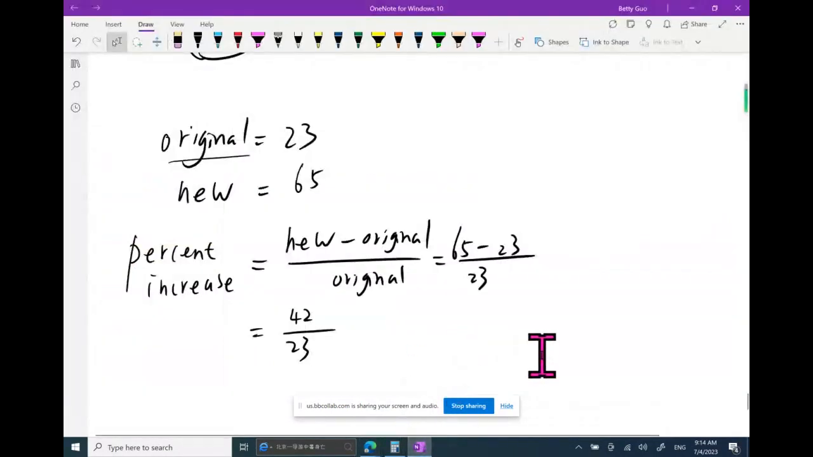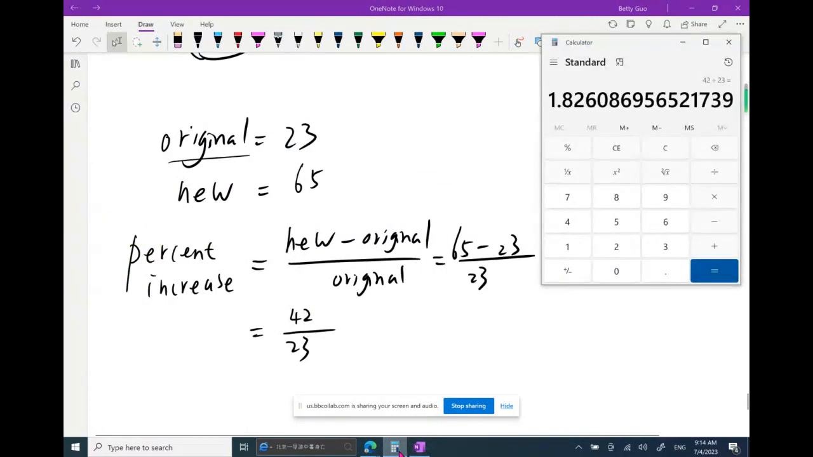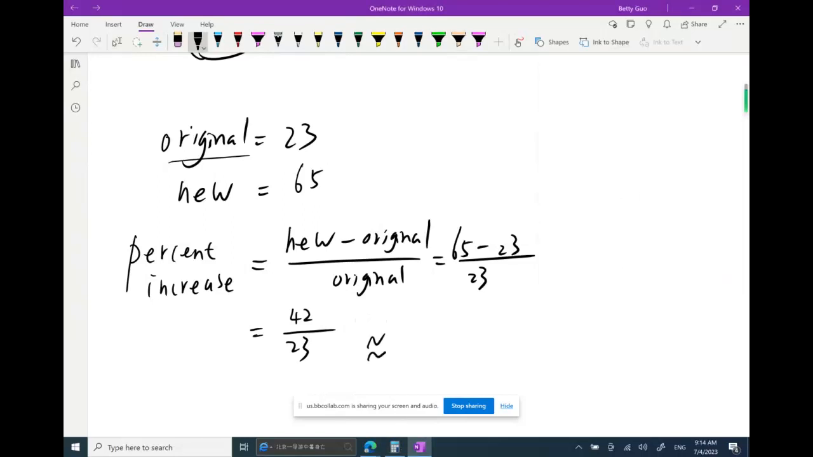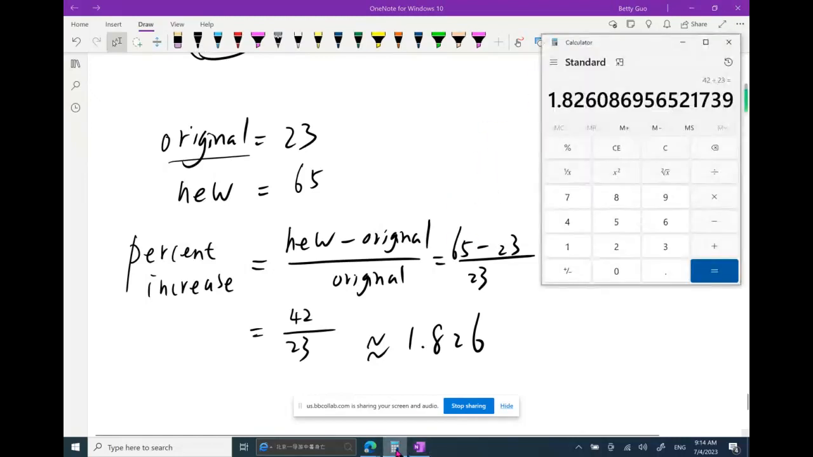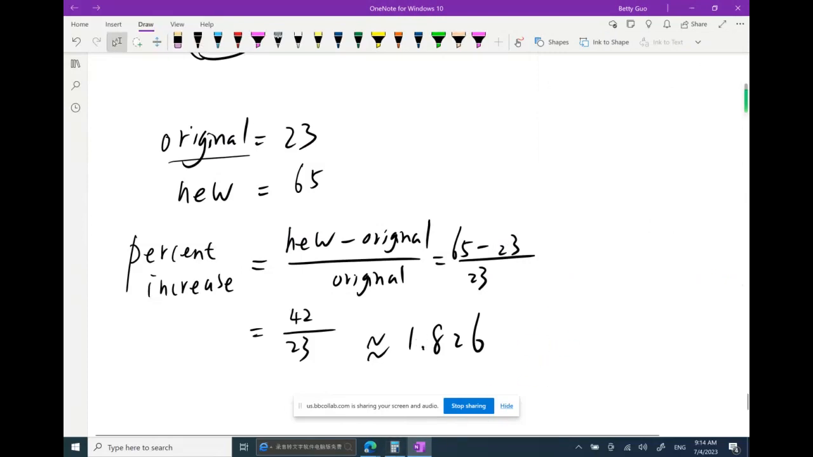So we are looking for a percent, right? The percent we got is, so if we round it to 1.826. So if we round the decimal to 1.826, round it down, next digit is 0, round it down. Then convert this decimal to percent, move the decimal point to the right 2 places, and then attach the percent sign. We have 182.6%, right? But the question asks us to round it to the nearest integer.